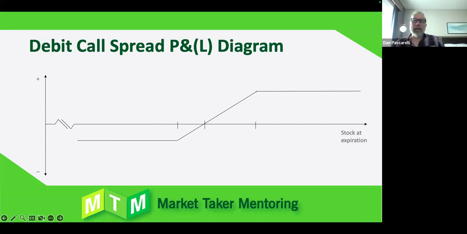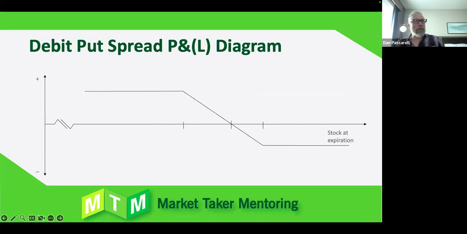Okay, anyway, so that's call debit spread. Put debit spread. Let's say the stock is at 202. I buy the 200 strike puts for $6. Sell the 195 strike puts for $2. Paying $4, right? Paid $6 for these. Collected $2 for these. That's $4.